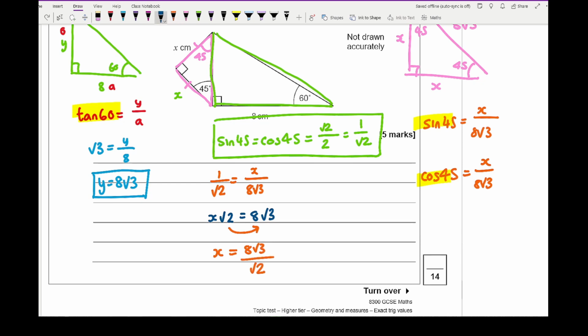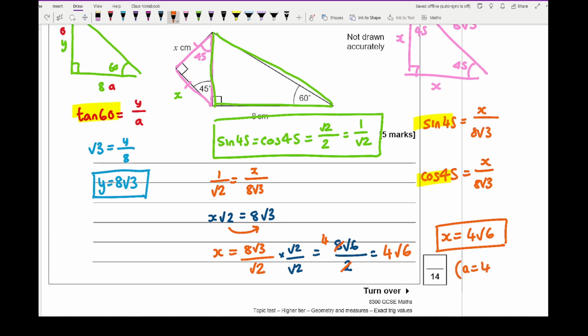Then if I multiply both the top and bottom by root 2, I end up with 8 root 6 over root 2 times root 2, which is root 4, which is just 2. Then the 8 and the 2 cancel each other out, leaving me with 4 root 6. So x equals 4 root 6, which is exactly what they wanted me to show, and a equals 4.